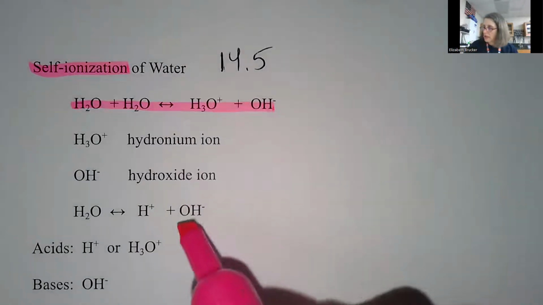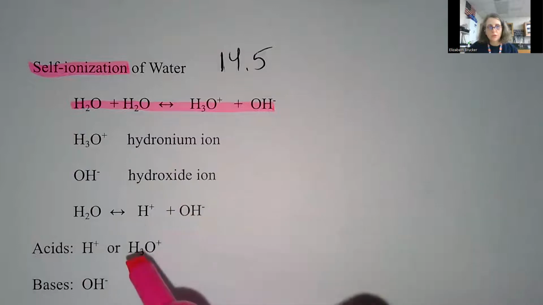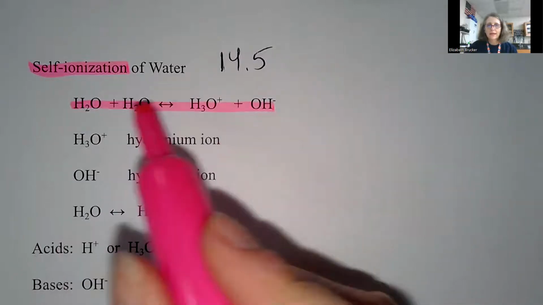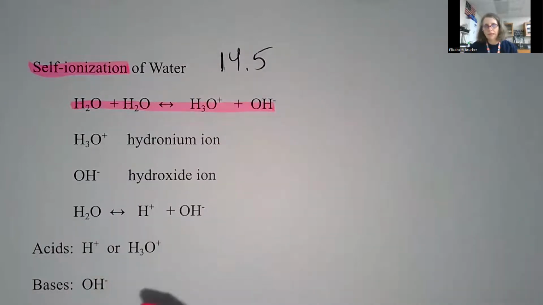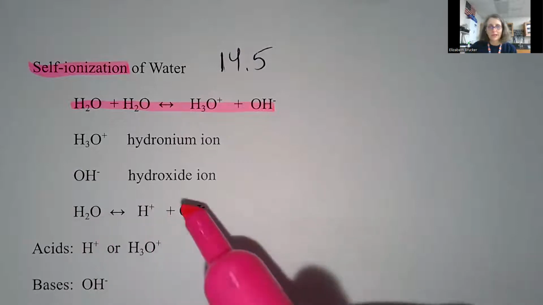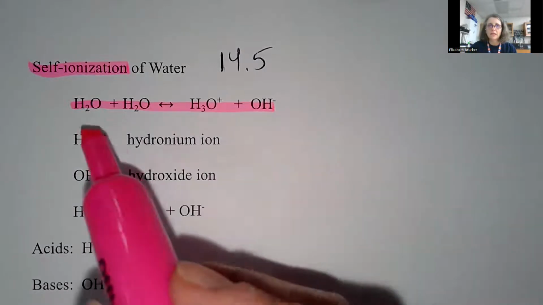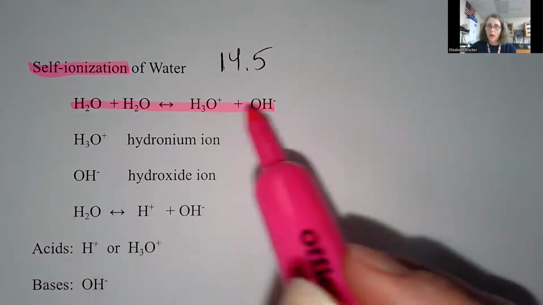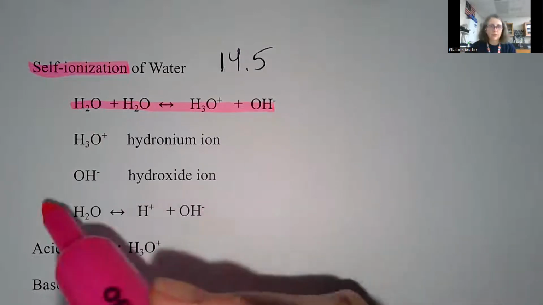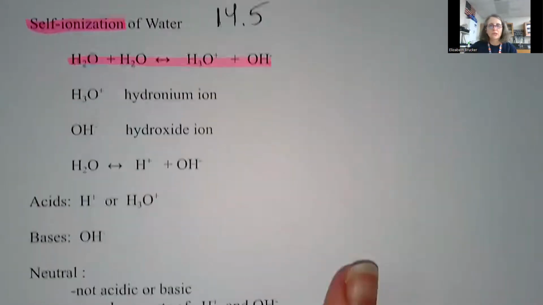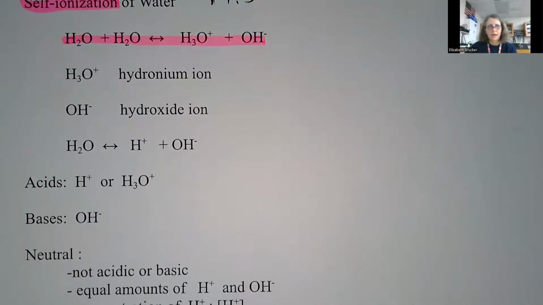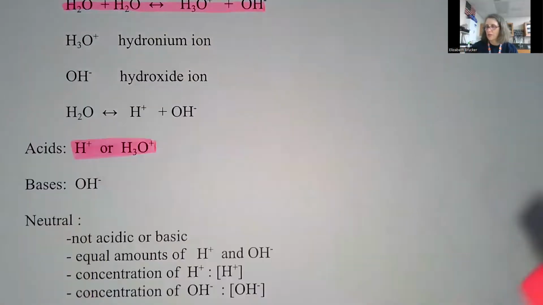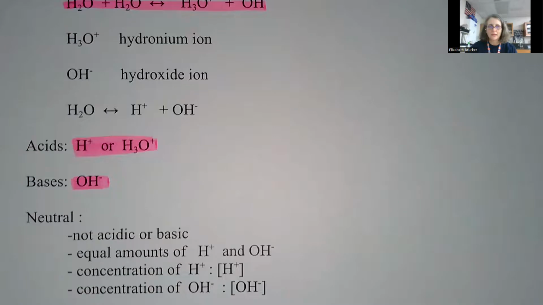In your book and on worksheets, you will also see the following: water breaking up into H plus and OH minus. The one that I highlighted here is more correct, meaning one water molecule can't just break up into its two ions. You actually need the interaction of at least two water molecules to ionize. So again, for shorthand, you can write this equation, but just understand that in a real sense, you can't have that happen. So acids are always going to be considered, again, H plus or hydronium ion. Bases are going to be OH minus.